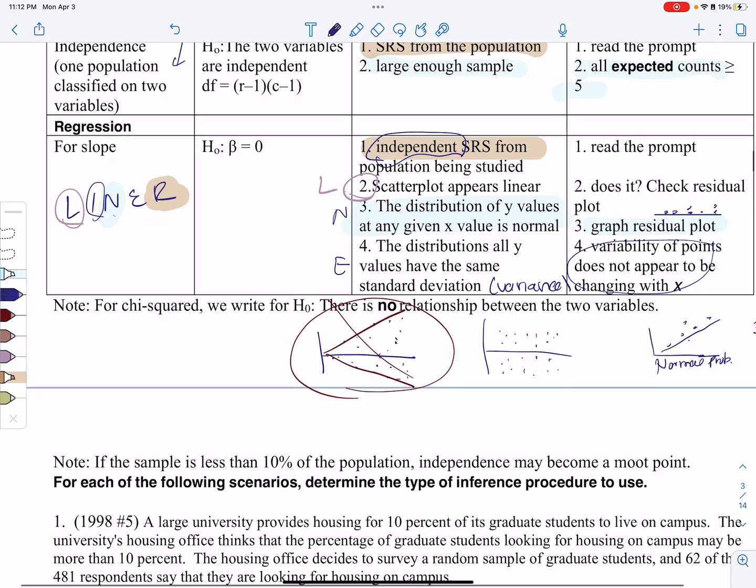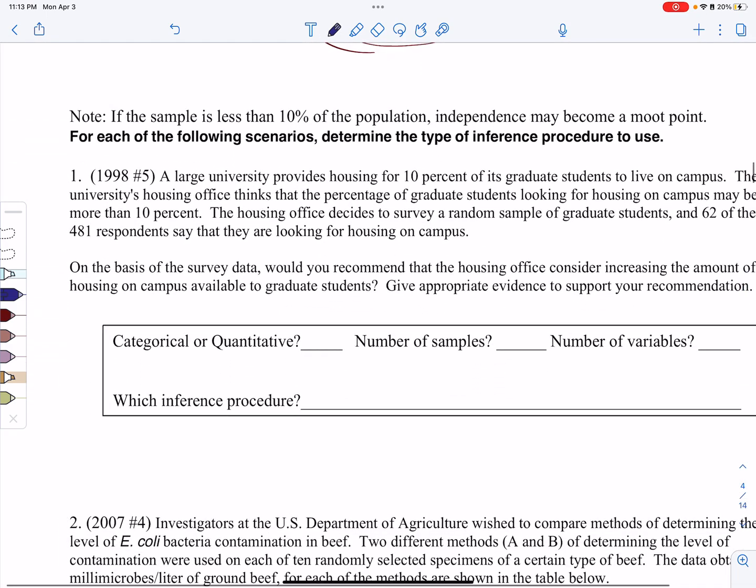Okay, all right, here's the note on this. If the sample is less than 10% of the population, independence may be a moot point. So you don't have to talk about independence because you have your 10% rule. You don't use the 10% rule all the time. That's why it wasn't listed all the time. You have to use the 10% rule to show independence if we don't have replacement.